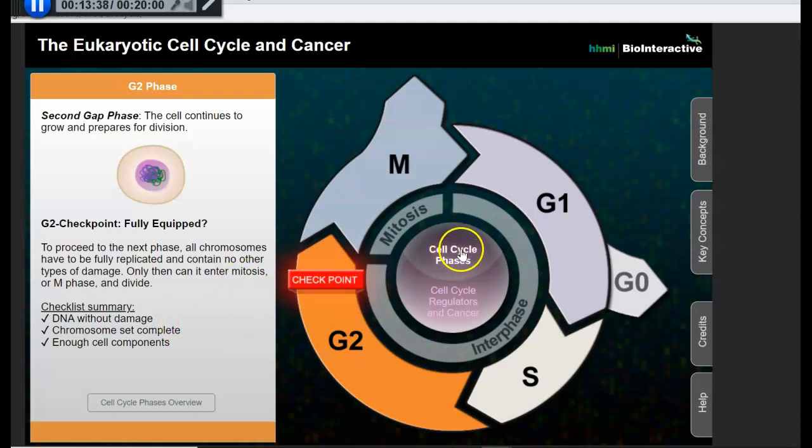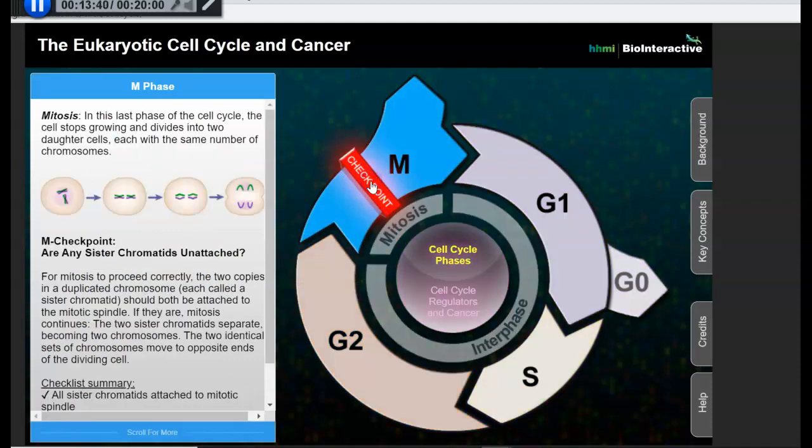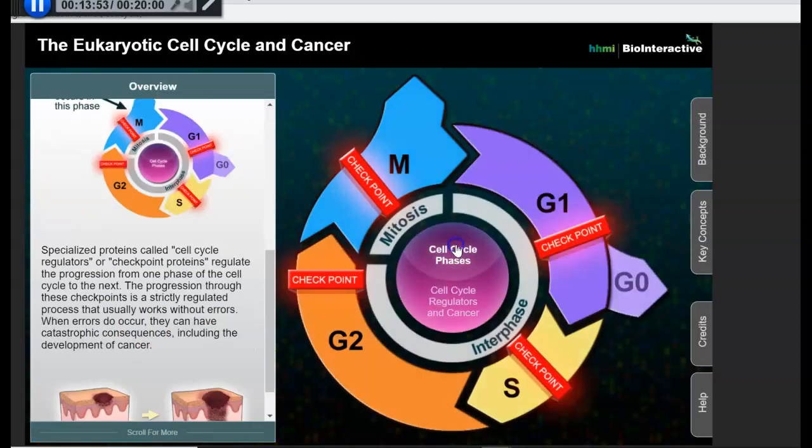So there we go. And then here's the mitosis, or the M phase checkpoint, right at that metaphase. Is everybody lined up correctly? Is everybody attached properly to the spindle? So that's the phases, and those are the checkpoints. Now, we're going into the regulation part.